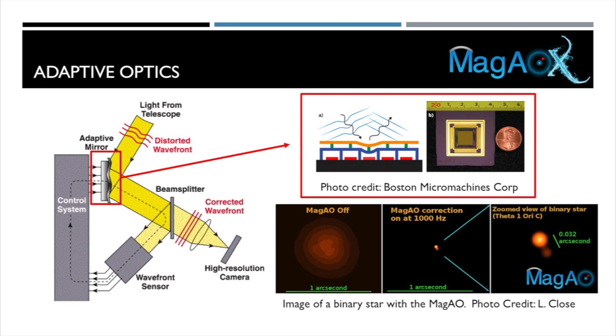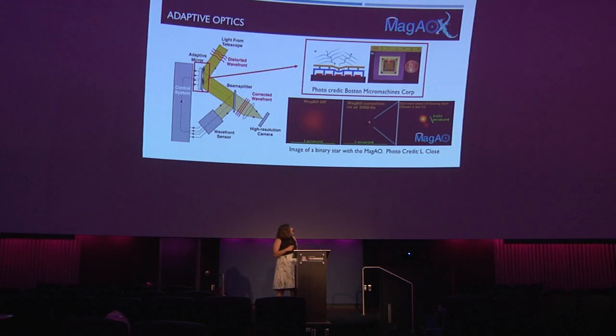And so these deformable mirrors are quite extraordinary. They're about the size of a penny, and they have hundreds to thousands of actuators on the back of them. And so these actuators push and pull the surface of the mirror and actually deform the mirror shape.